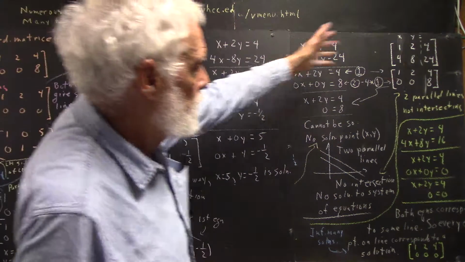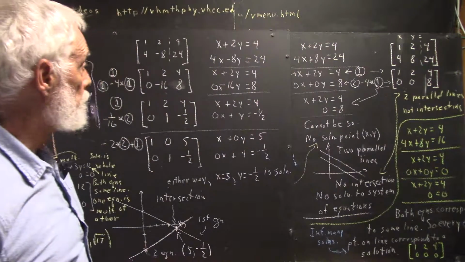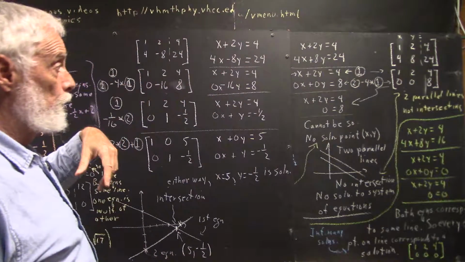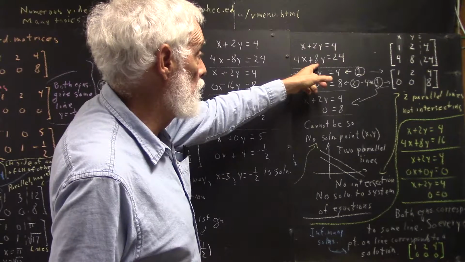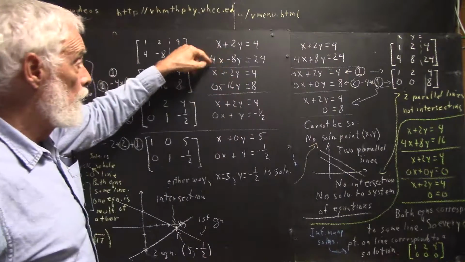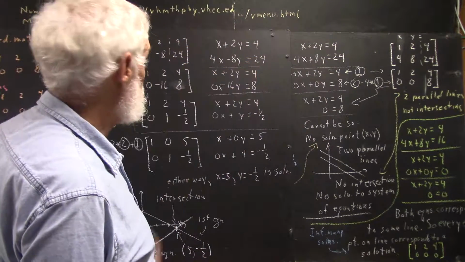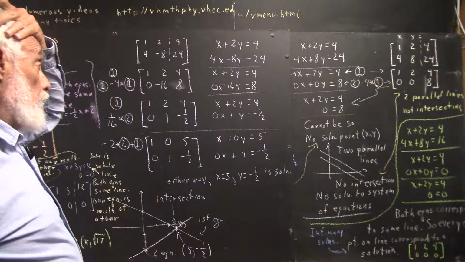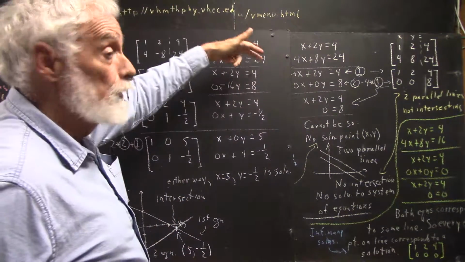Now we see the two systems that we looked at previously. Here's another system that's very similar to the first two. The only difference is I've changed the sign of the 8 here. So I've got 4x minus 8y equals 24.